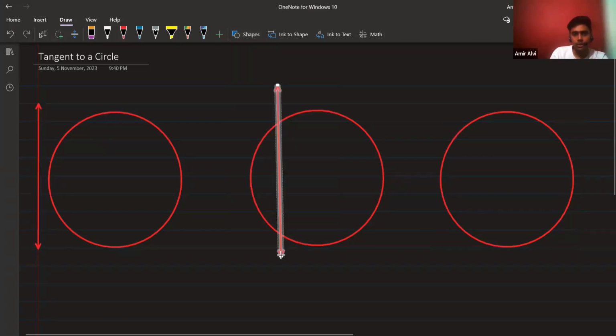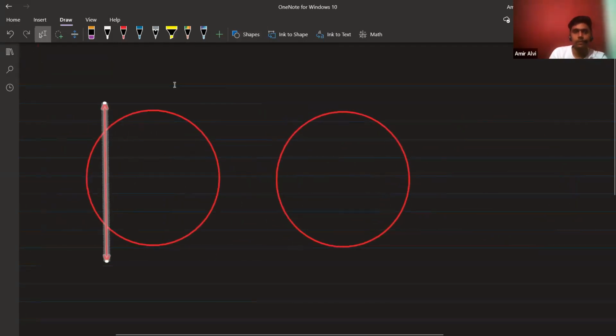which is intersecting at 2 points. Okay, next is which is this line is only touching just a point, just like this.